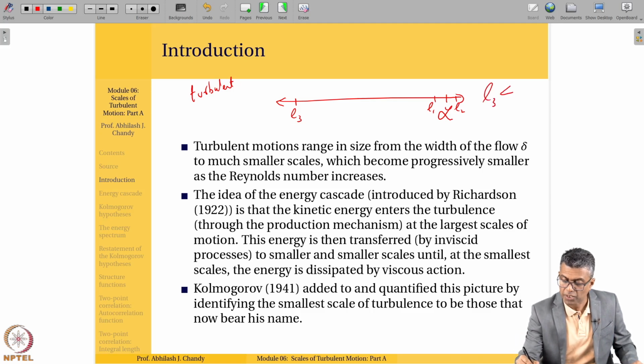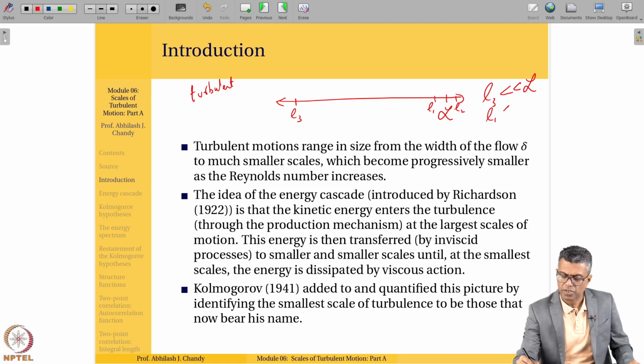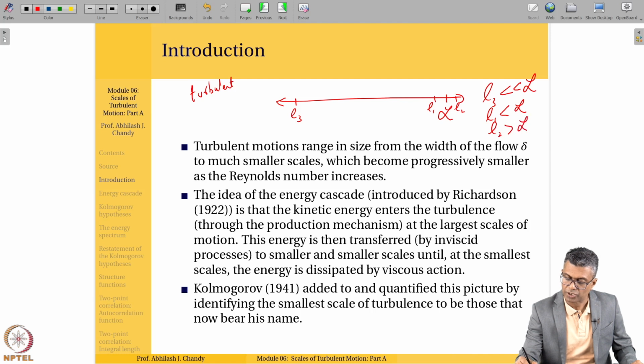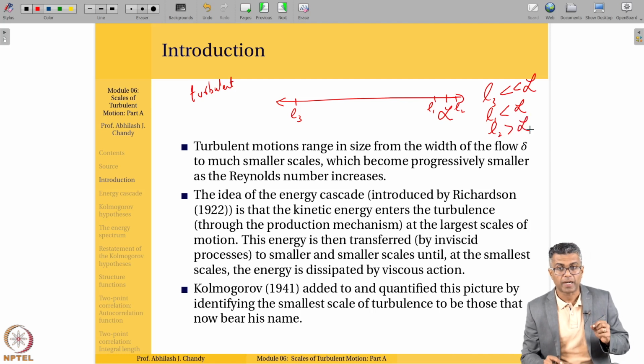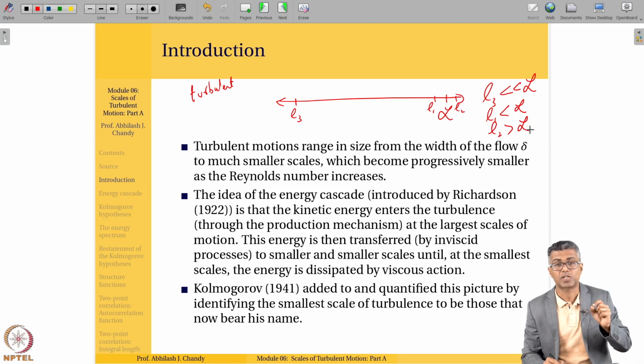L3 is much smaller than L. L1 is probably slightly smaller than L, and L2 is slightly larger than L. So, but L1 and L2 are of the same order of magnitude as L, whereas L3 is probably several orders of magnitude less than L. The fact that you have an L3, you have an additional length scale that is much smaller than the characteristic length scale, is what differentiates turbulent flow from laminar flow.